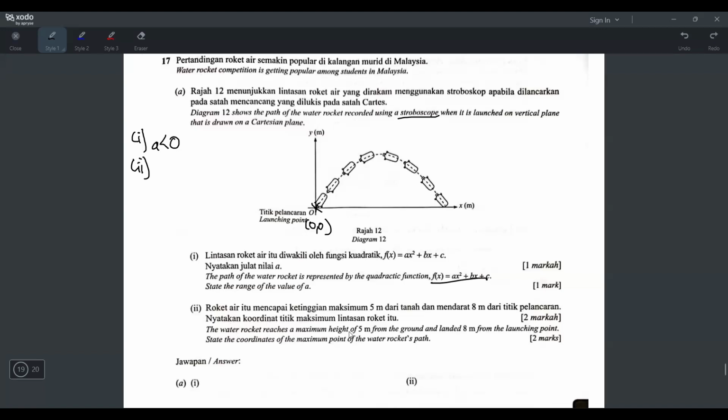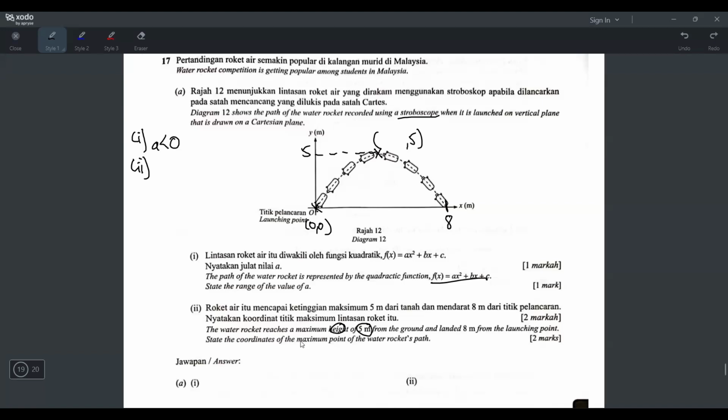The water rocket reached a maximum height of 5 meter. Okay, if the maximum height is 5 meter means the maximum point y coordinate is 5. Y coordinate, not x coordinate. Because height it means the tinggi. Okay, tinggi mesti vertical distance, so it's the y coordinate from the ground and landed 8 meter from the launching point. So the distance from launching point to the landing point is 8 meters. So this is 8 lah, right?